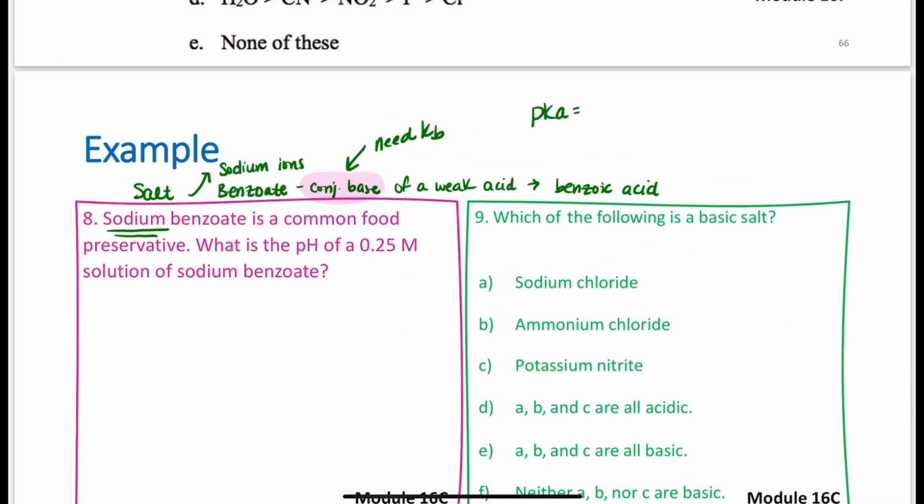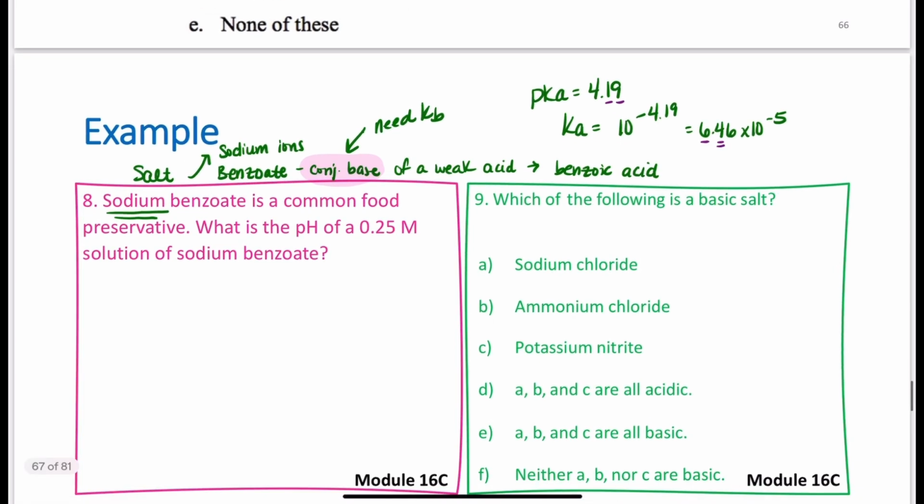It gave me pKa equal to 4.19. That means I can find the Ka. Remember, Ka is 10 to the negative 4.19. So 6.46 times 10 to the negative 5. Let's talk about sig figs really quick. This had 2 sig figs because it's in the log form. It's the numbers after the decimal place, which means that my sig figs are right here. I'm going to carry that extra digit right now, but I need to recognize I only have 2 sig figs.